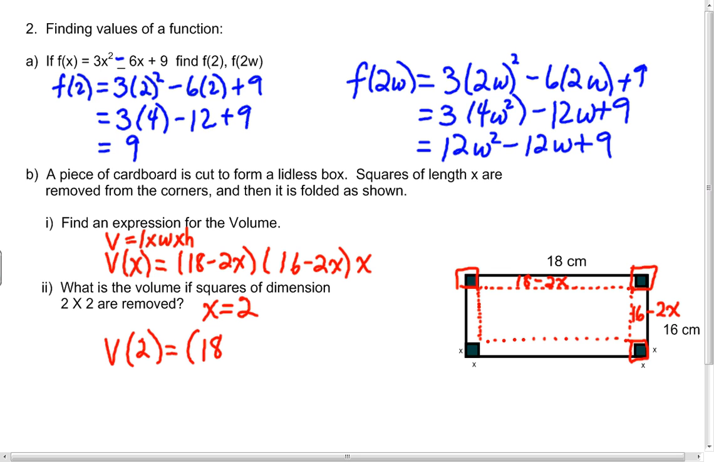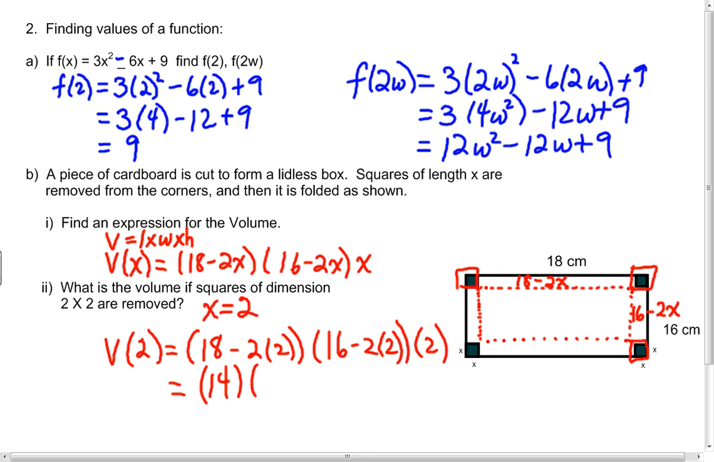So 18, take away 2 times 2, times 16 minus 2 times 2, times 2. All right, 18 minus 4 is 14, times 16 minus 4 is 12, times 2. 14 times 12 times 2 is 336, and volume is in cubic centimeters.